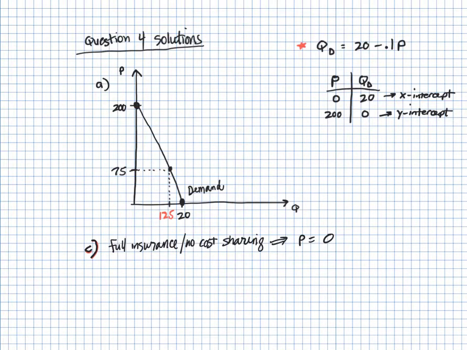Right? So if we plug again in 0 into the demand curve, what we're going to find is that Bob is going to consume right at that x-intercept. QD is going to be equal to 20 minus 0.1 times 0, which is equal to 20 visits to the doctor. Okay? Notice how the presence of insurance changed Bob's behavior. So when he had to face less of the cost himself out of pocket, he is going to consume more doctor's visits.